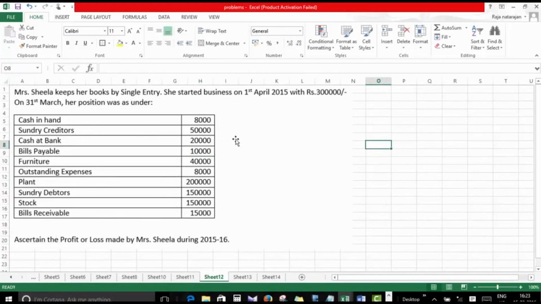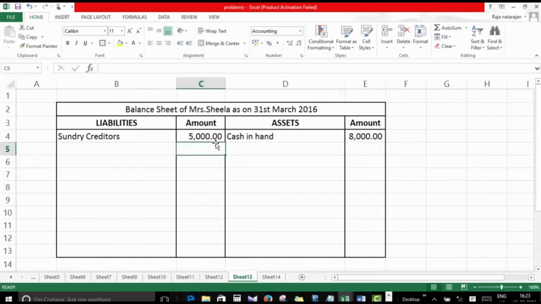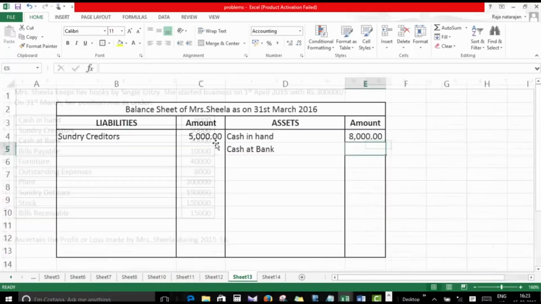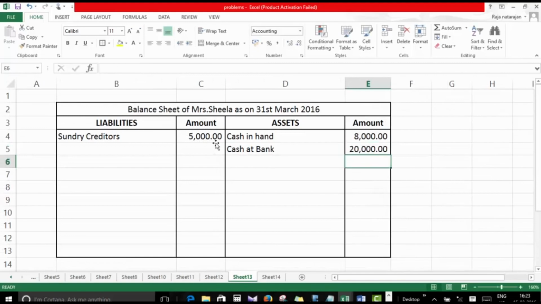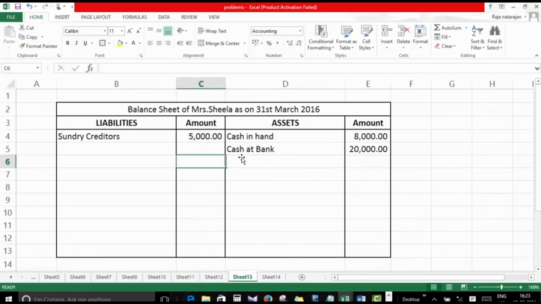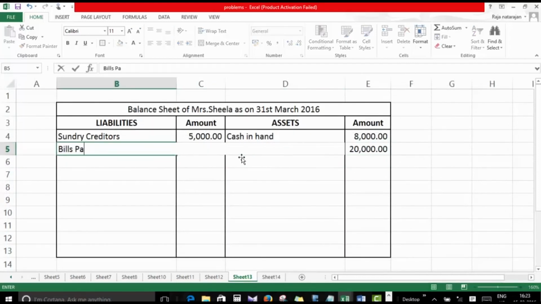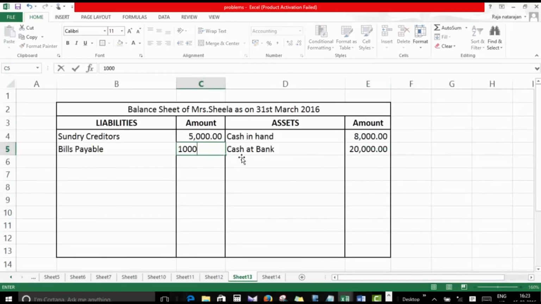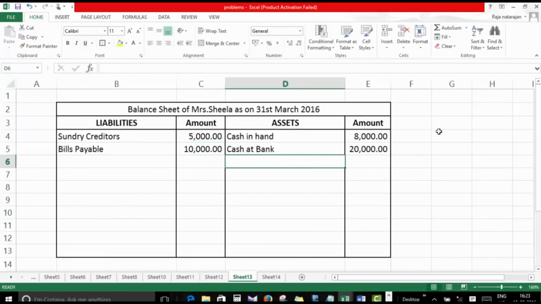Then go back. We have cash at bank 20,000, asset. So we'll have here cash at bank. And what was the amount? It was 20,000. Then go back. Bills payable 10,000. It's a liability. So bills payable, and the amount is 10,000. Then we'll capture furniture. What is the amount of furniture? It is 40,000. So here we have 40,000.